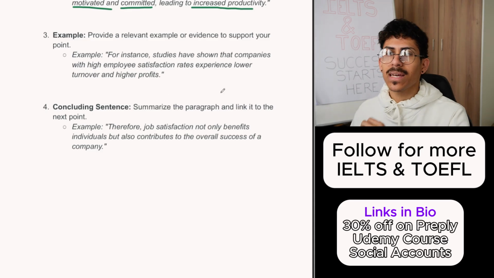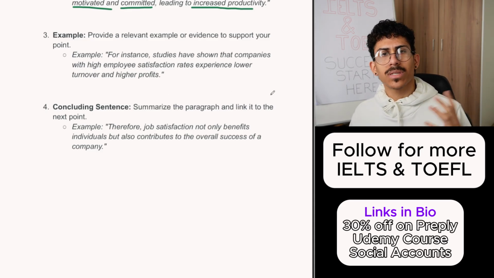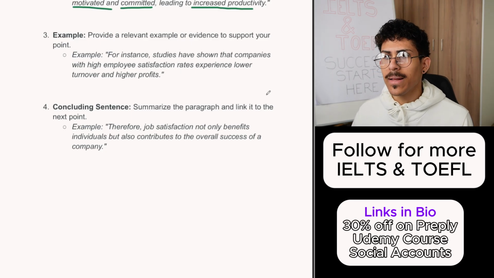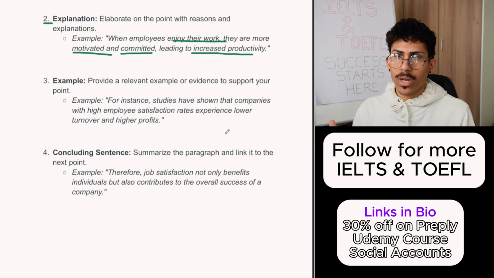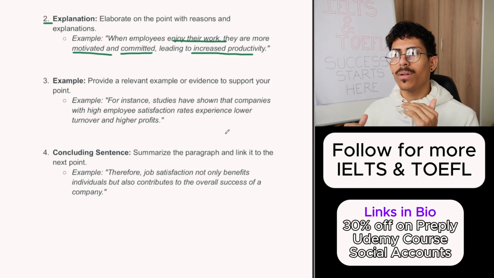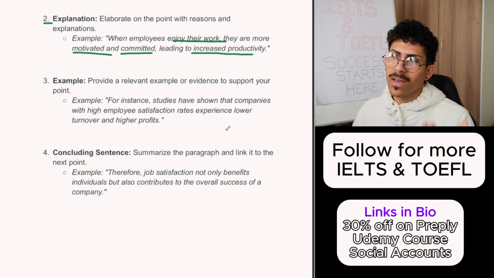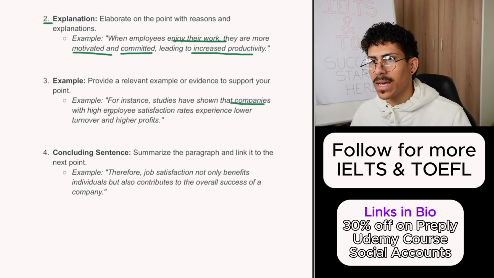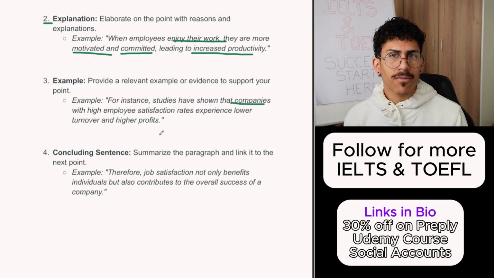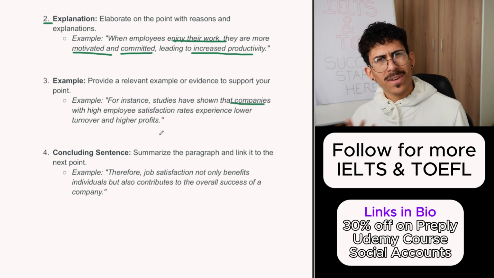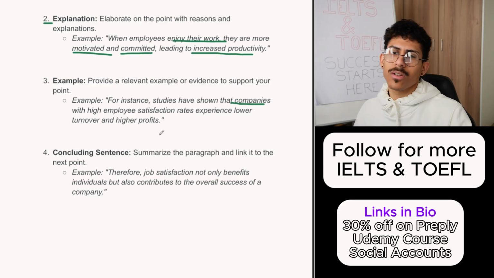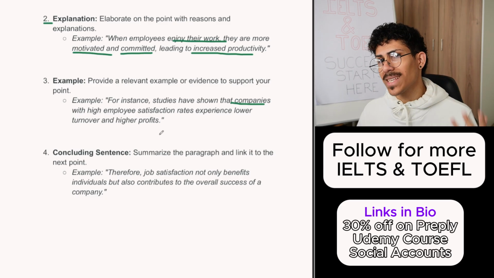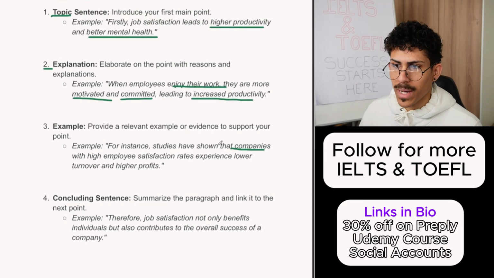Next, concluding sentence. This is something that I don't see a lot of essays doing. And what I think about it is, imagine you're reading a body paragraph. After reading the example, you now have the idea of companies with high employee satisfaction rates, lower turnover, high profits. So you're thinking of this example, but you kind of forget why the example is relevant. So the last concluding sentence is to remind the examiner what you're talking about.